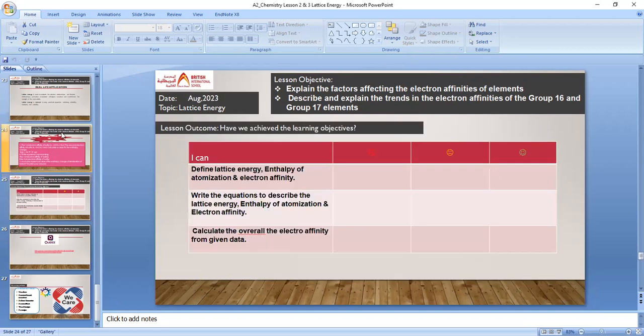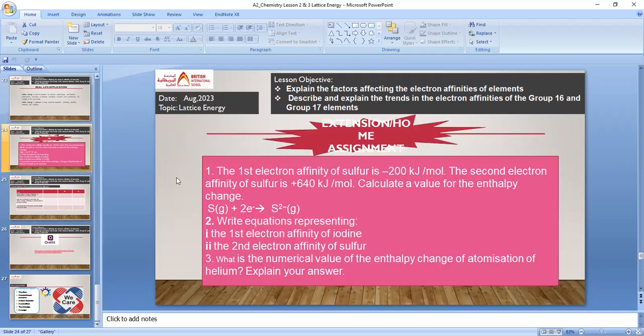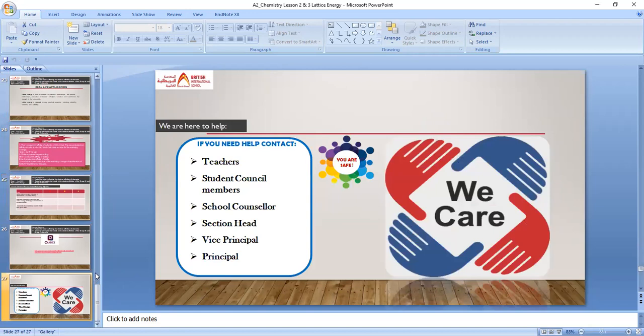You should be able to write all types of electron affinities in equation form. The best thing is, first of all, know that you have to write the gaseous form while writing electron affinity, while writing lattice energy, and while writing atomization energy. State symbols are important.